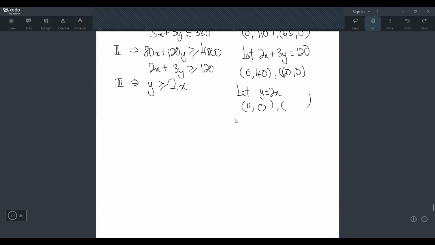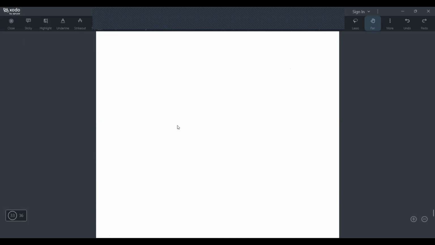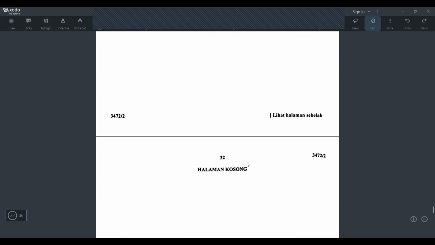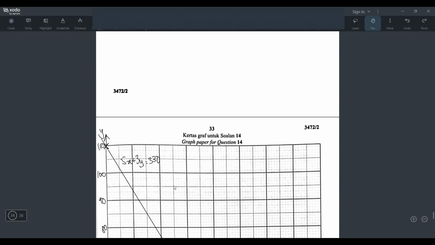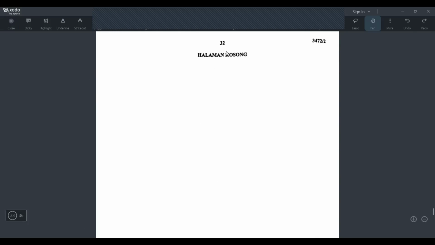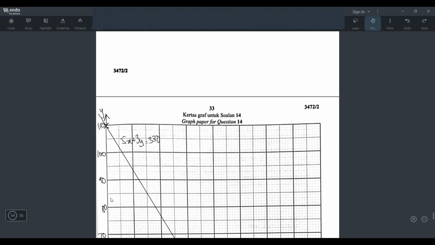The last line: 0, 0, and the other point I haven't found yet, right? But the equation is y equals 2x. So let's find a suitable point here. The x you can replace with any value, but don't choose 80, because if you choose x as 80, you will get 80 times 2, which is 160, and you don't have 160 here. So you can choose something easier like 50. If x is 50, then 50 times 2, your y will be 100. It means when x is 50, y is 100, and this point is easy to plot. So 0, 0 joins with 50, 100. This one is very easy.